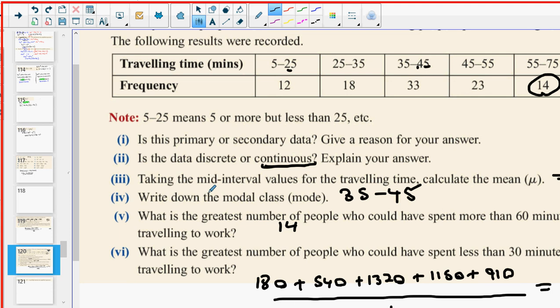What is the greatest number of people who could have spent less than 30 minutes traveling to work? Let's assume that all 18 people are below 30, and then 18 plus 12, 30 people. All right, you guys? Okay, I think we're pretty much done now.